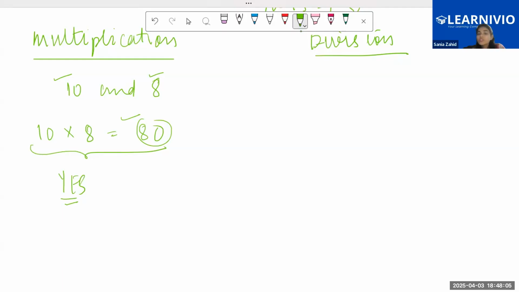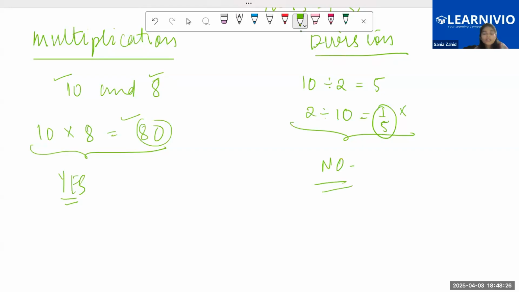So for division also, I can take examples like when I have 10 divided by 2. So 10 divided by 2 will give me 5, very easy. But what if I do the reverse thing? I do 2 divided by 10. Now this is going to give me 1 by 5. 1 by 5 is not a whole number. So it is not true for division.